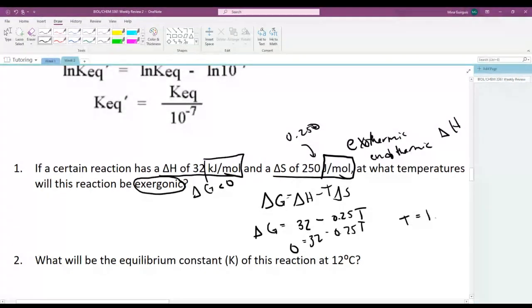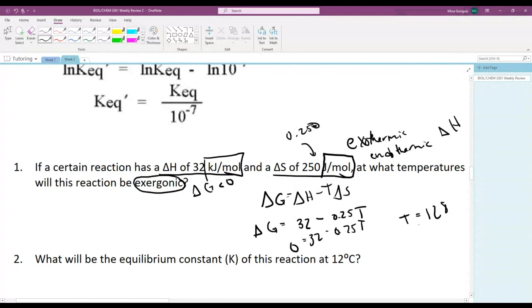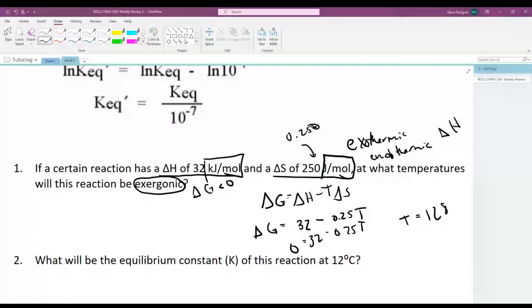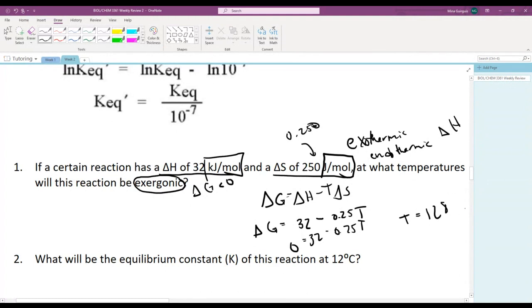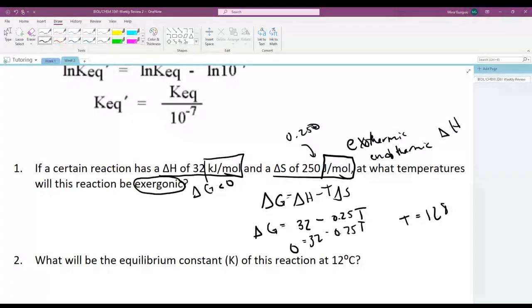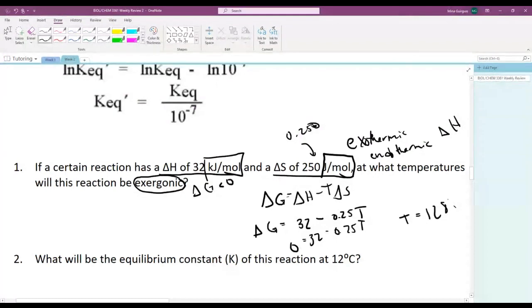Okay, is everyone okay with that number? If you guys want me to go through the math, we can. Assuming we're good since no one's typed anything. So 128, what are the units of this thing? Anybody? Kelvin, perfect, yes. That's very important. Even though this looks like it should be in Celsius, it's in Kelvin.